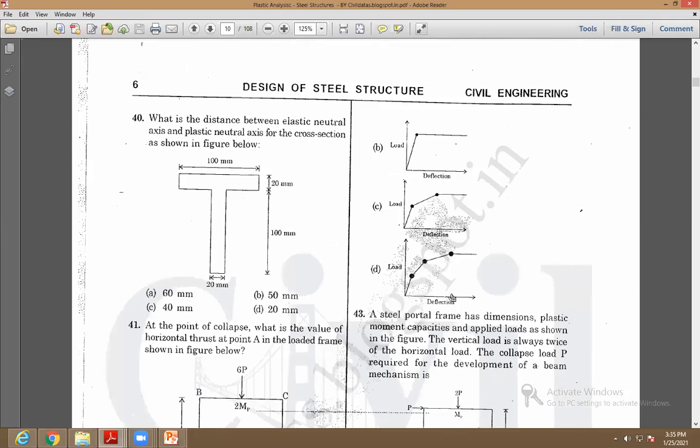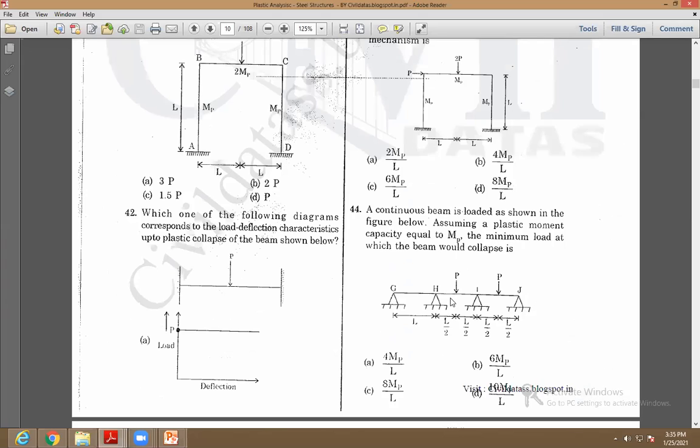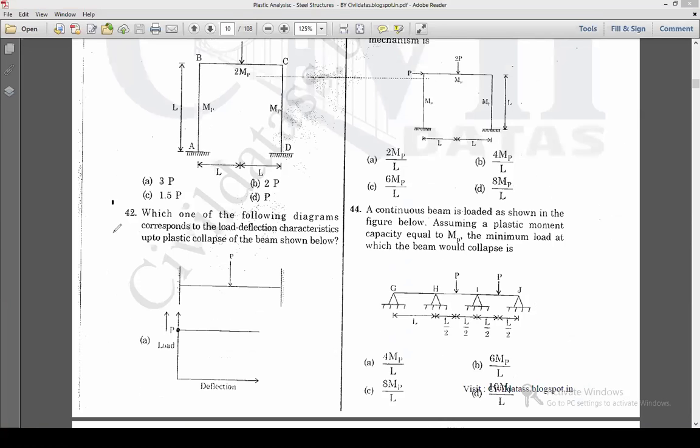So again, the question. Question number 42. Which of the following diagrams correspond to the load deflection characteristics or the moment curvature relationship up to the plastic collapse of the beam shown below? Load deflection or moment curvature relationship. So which diagram is correct for the load deflection characteristics up to the plastic collapse?